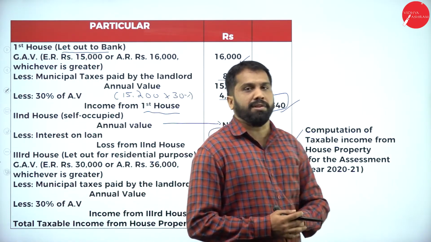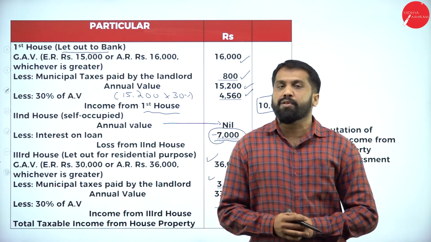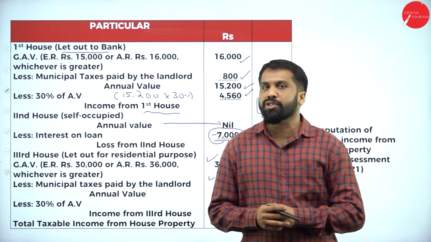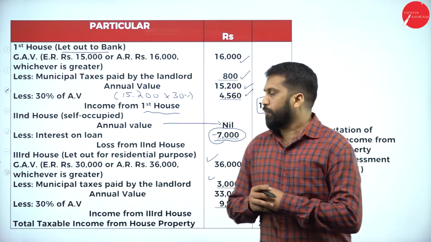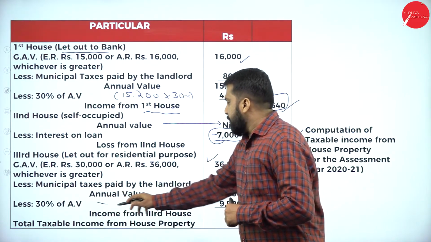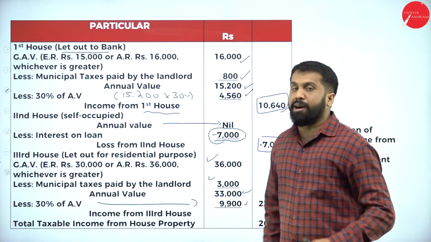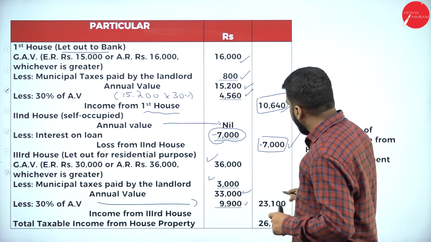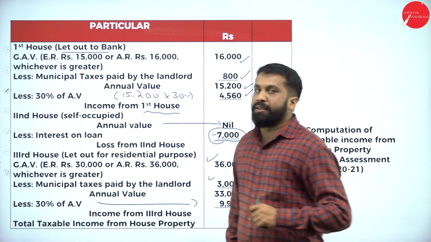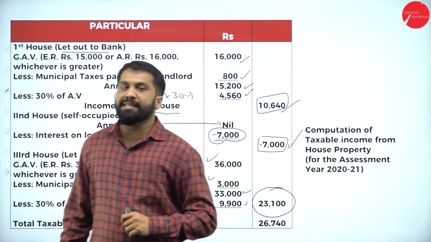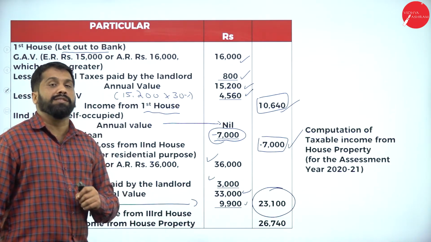Once you're done with your municipal tax, you have to go for 30% deduction as per section 24. Your 30% of annual value, 33,000 into 30%, is 9,900. Your final answer is 23,100. This is the income from house 3.